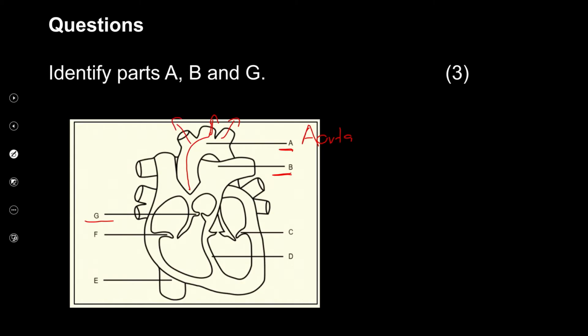B, now we've got to look at where B is coming from. B is coming from the right-hand side. And where is it going? B is going to the lungs. So we know that it's pulmonary. Now, where is it going from? Away from the heart. So A for away.